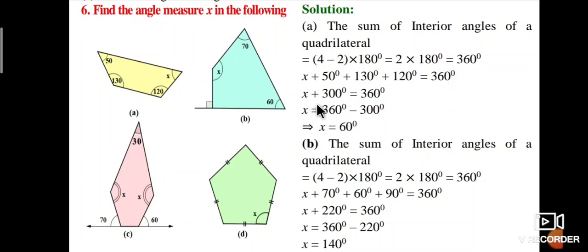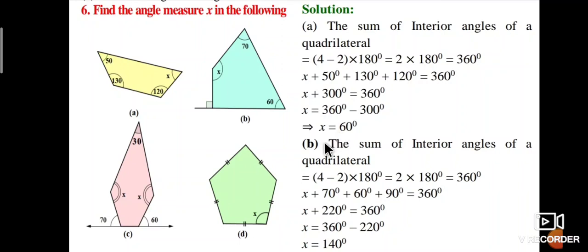That is x plus 300. Add this: 50 plus 130 is 180, 180 plus 120 is 300. x plus 300 is equal to 360. Then transpose 300 from the left side to the right side. Plus 300 becomes minus 300. Therefore, x is equal to 360 minus 300, that is x is equal to 60 degrees, students. This is the first figure. The value of x is 60 degrees because the sum of the interior angles of a quadrilateral is 360 degrees.